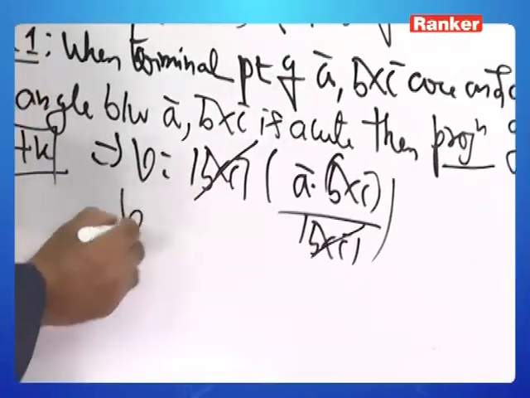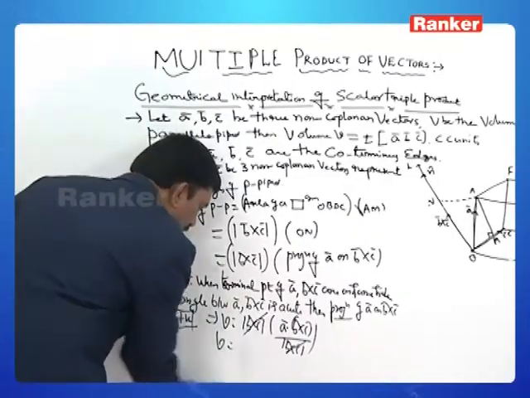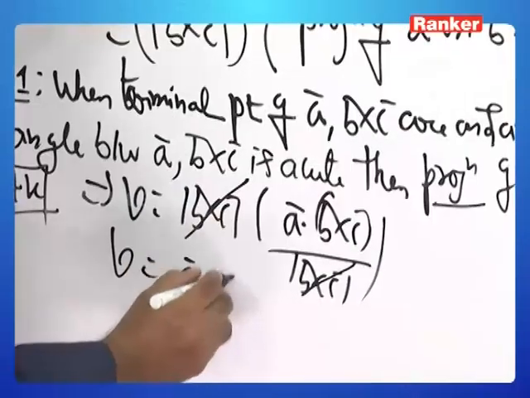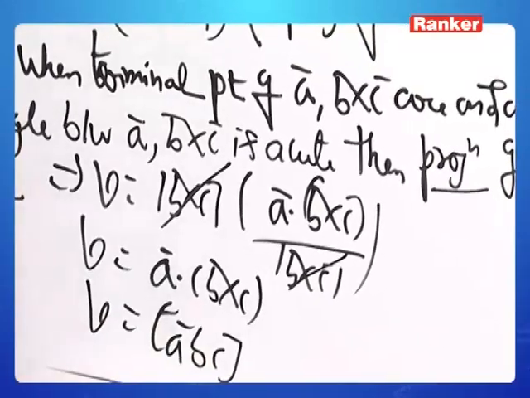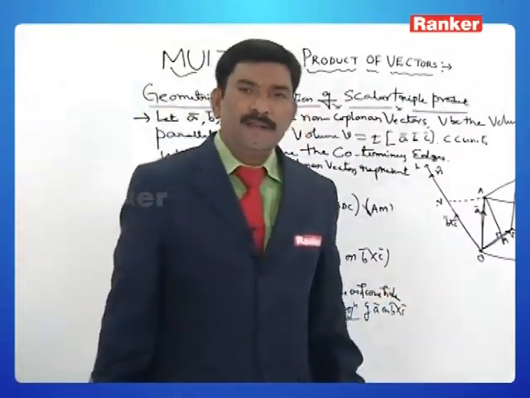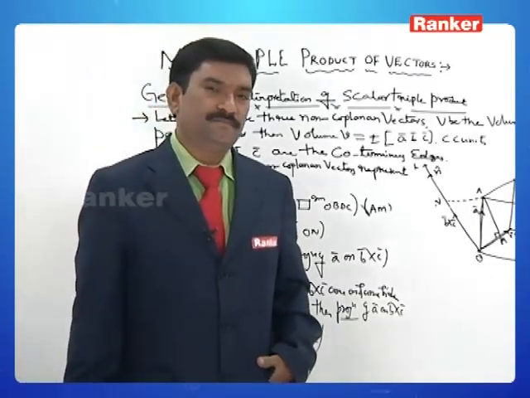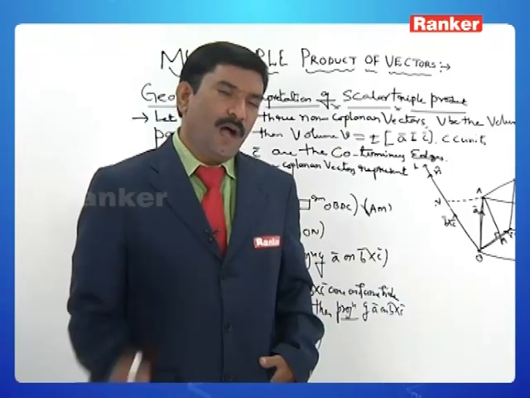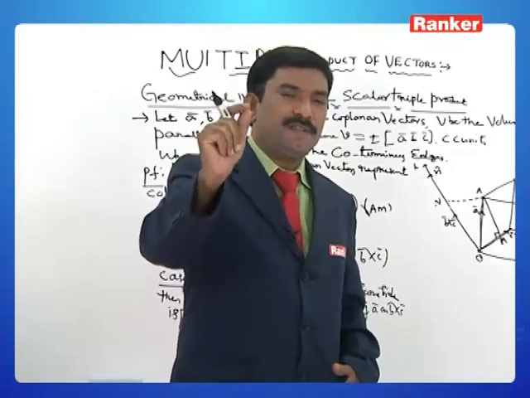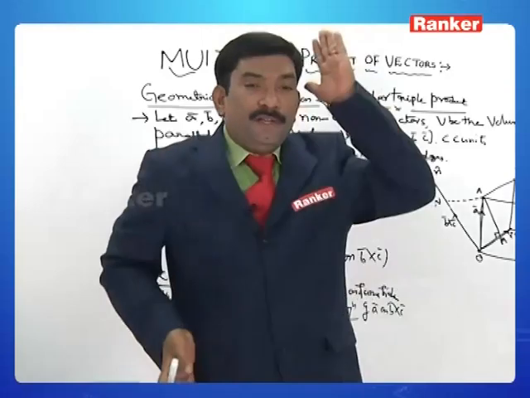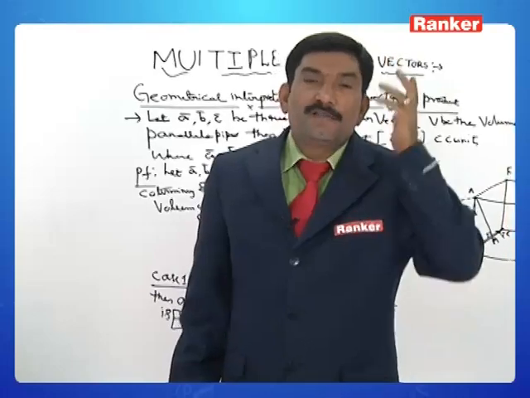Now therefore, V is equal to what? That is, we can call it as A bar dot B cross C, or else I can write box of A bar, B bar, C bar. This is when A bar, B bar, C bar are in right-handed system. That too occurs when the terminal points of A bar and B cross C are on the same side. Now when this is A bar and this is B cross C, then the direction will be changed.